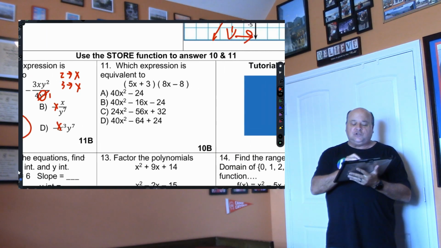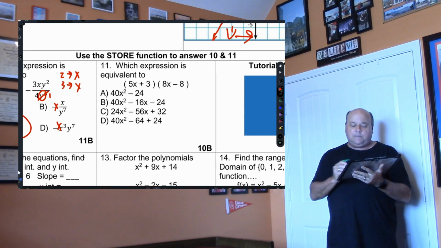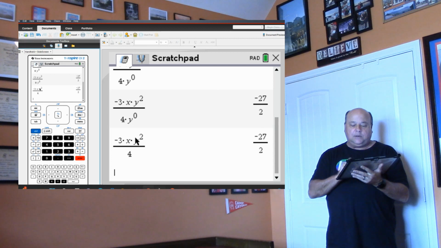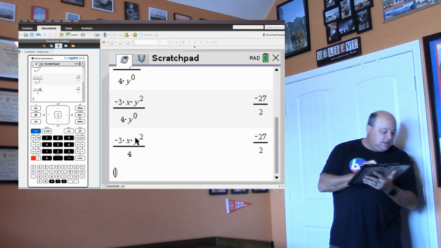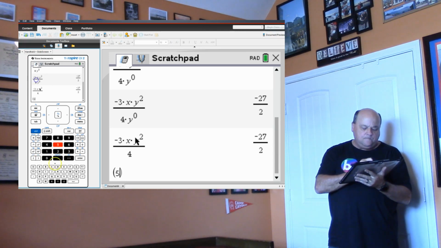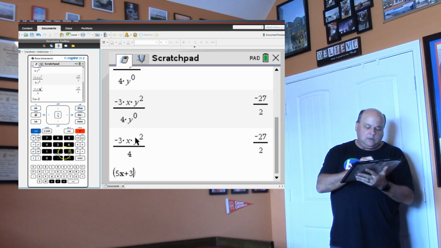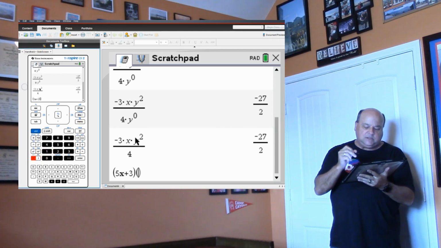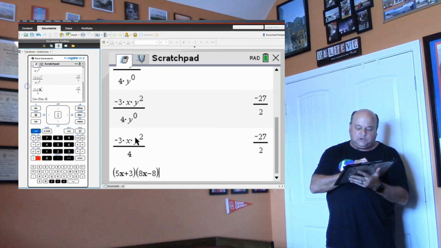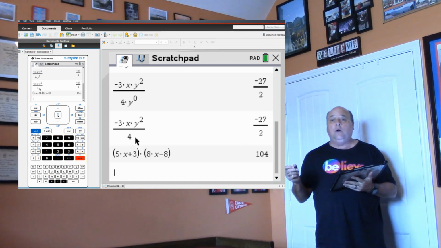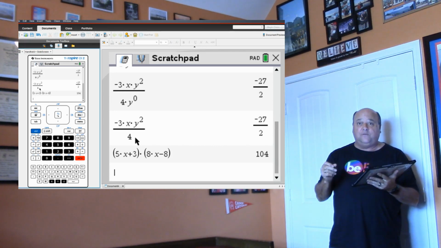This is the same thing as a store. We already got 2 stored for x, so I can just type this in and match it up. So let's do that, okay? So I'm going to go to the calculator. I already have my x stored, so I'm going to hit parentheses, 5x plus 3, close the parentheses, and then another parentheses, and then 8x minus 8, close the parentheses, hit enter, and I get 104. So if I input 2 into that and do the math, I'll get 104, okay?